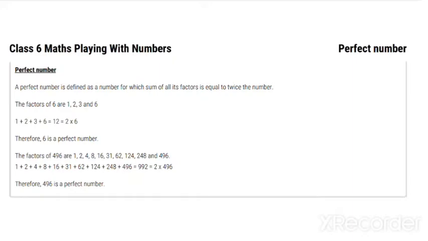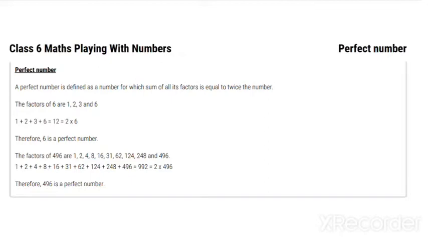Therefore, children, 6 is a perfect number. Likewise, 496: find the factors of the given number, that is 1, 2, 4, 8, 16, 31, 62, 124, 248 and 496. Therefore, children, add all the factors and we will get 992, which is the sum of the factors. And after that, if you are able to write twice the number, that is 2 into 496, so we can say the given number is also a perfect number.